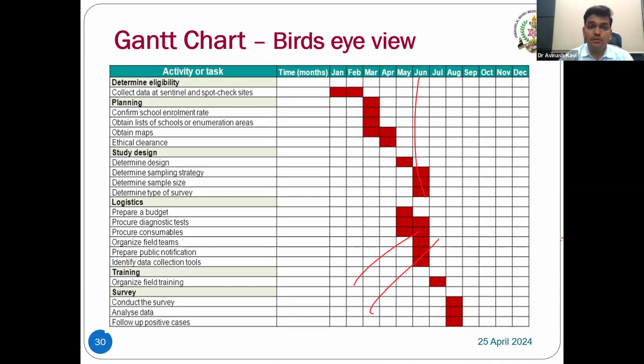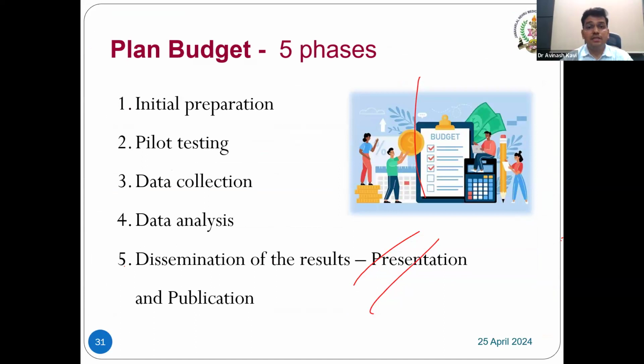But actually we need to know that the study starts with the planning till the completion of the data collection, and also the analysis, and also your publication. So we have to have a strict timeline, and we have to adhere to this timeline. That is most important. The budget has to be planned in for the initial preparation.